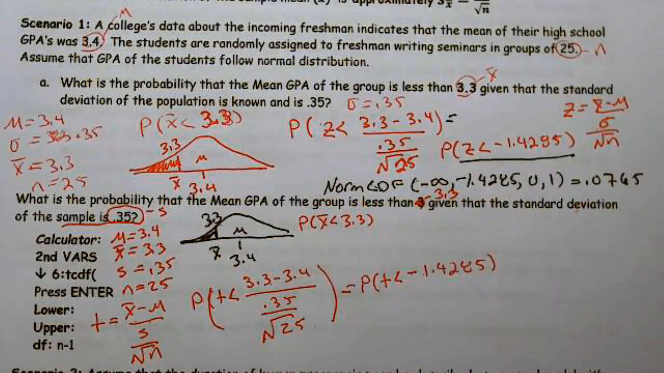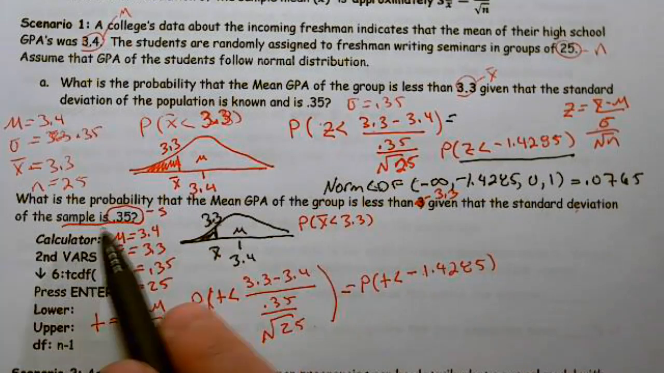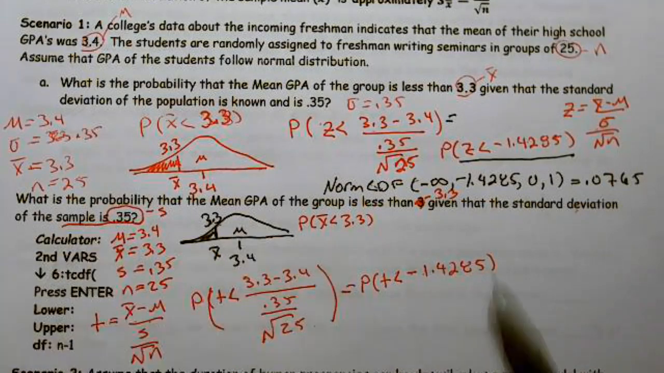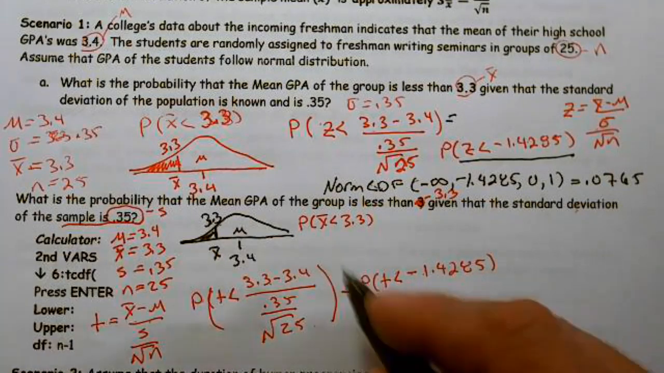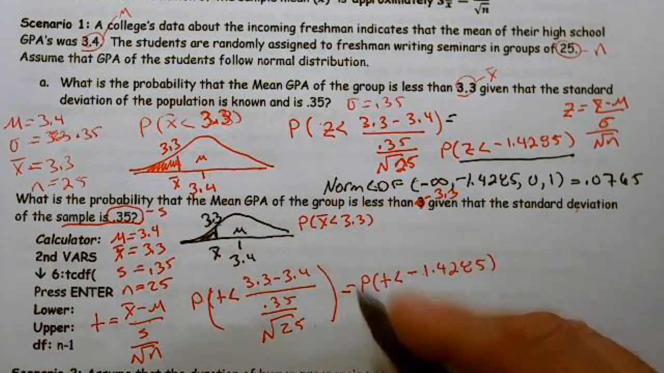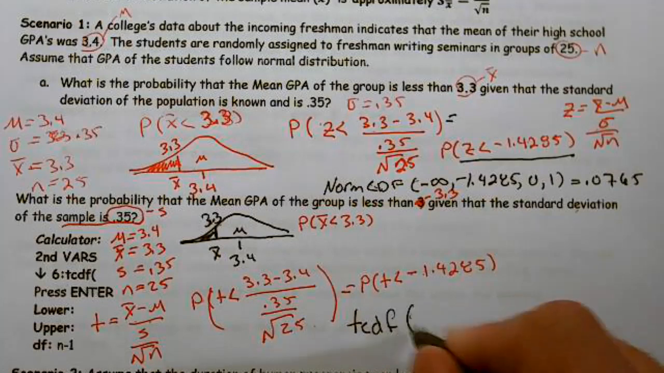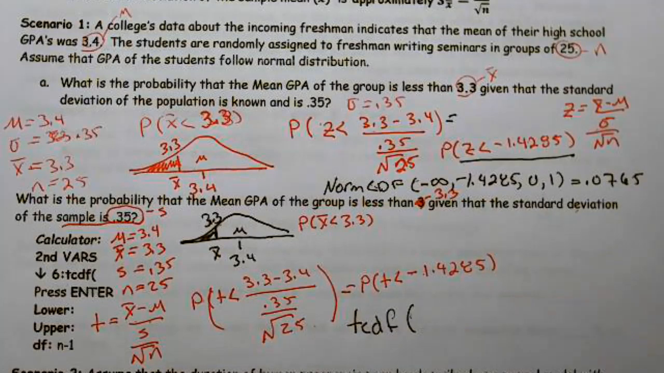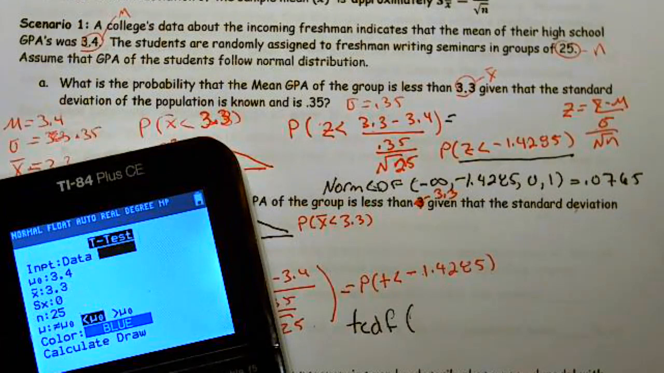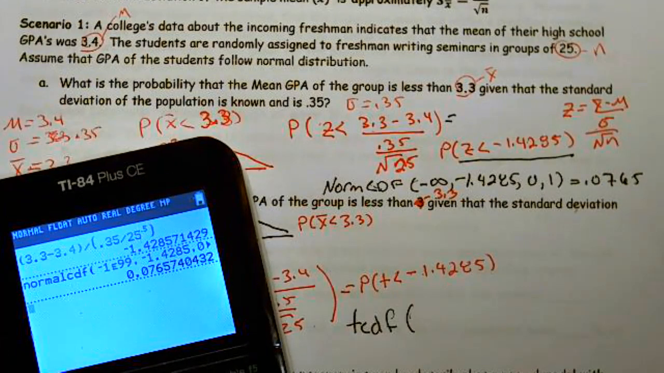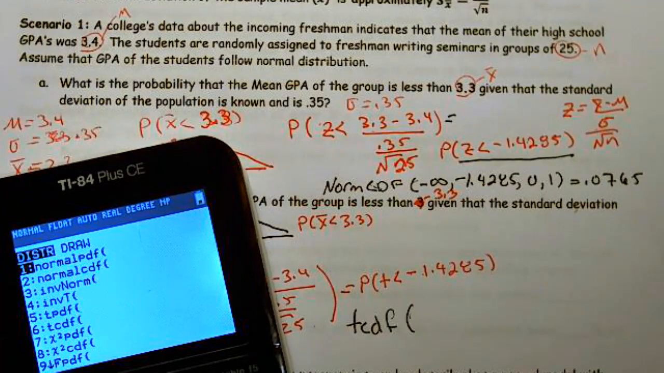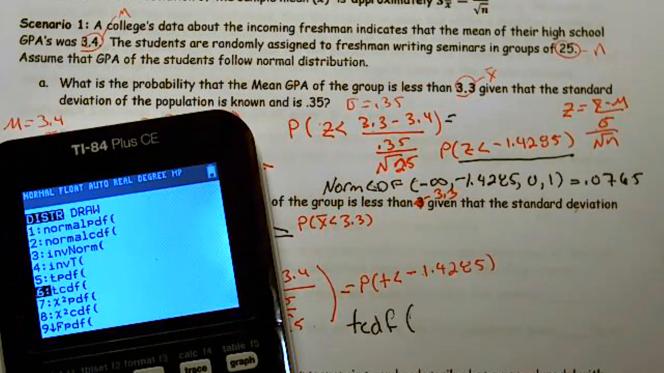But when we go to the calculator and calculate the probability, we're going to find that our probability is a little bit different. Here we were working with a normal, and here we're working with a t-distribution, and we know it's a t-distribution because it's the sample standard deviation. So instead of being a norm CDF, we're going to do a TCDF. All right, so we're going to go second vars, second quit, second vars, and then I'm going to go to number 6, which is a TCDF.